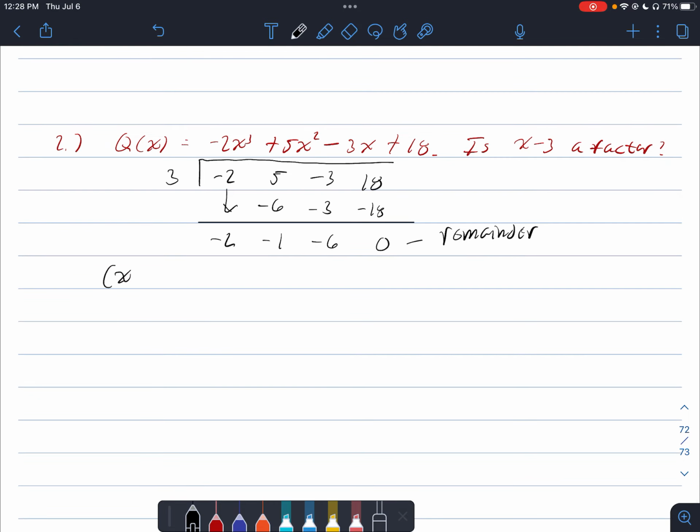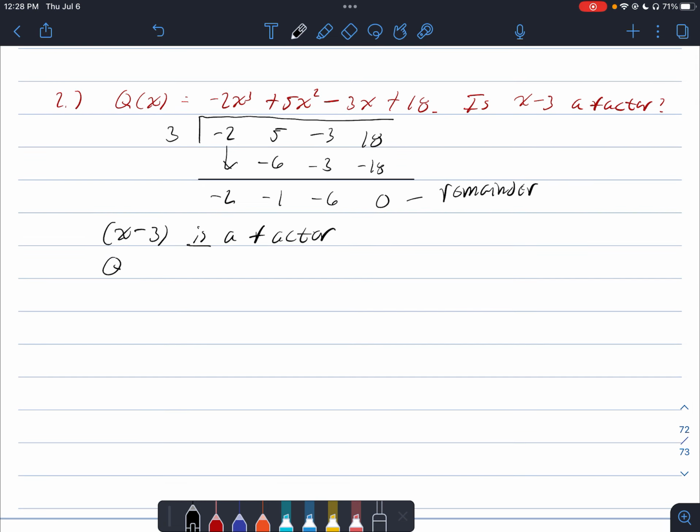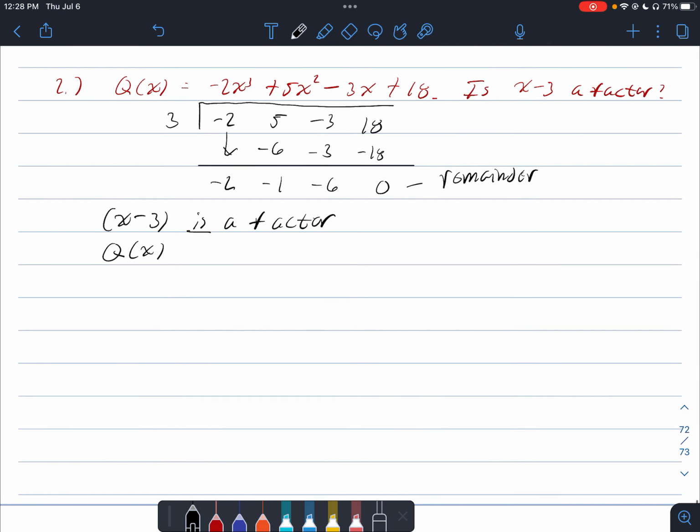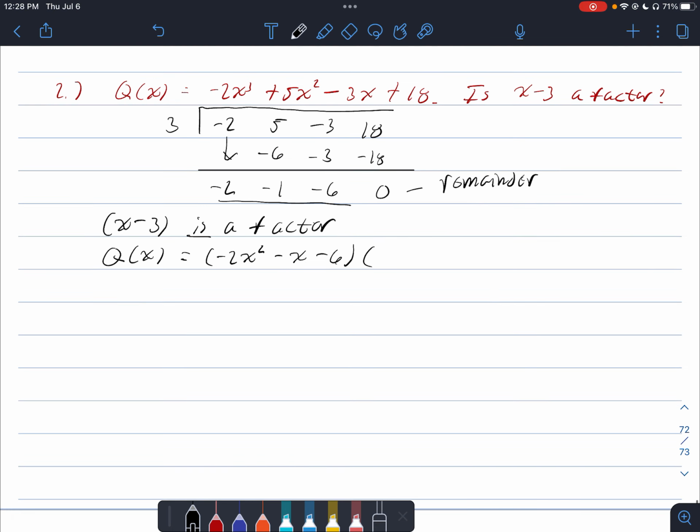x minus 3 is a factor. Okay, it is a factor. But what this also means is that we can now write q of x as the following. We have the coefficients here for a degree 2 polynomial, so we can write this as negative 2x squared minus x minus 6 times x minus 3. So we have now reduced this polynomial just a little bit.